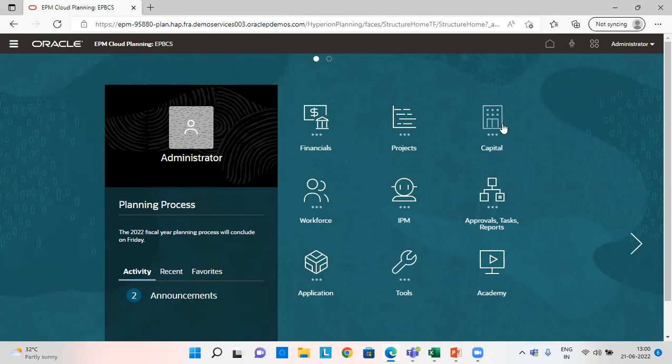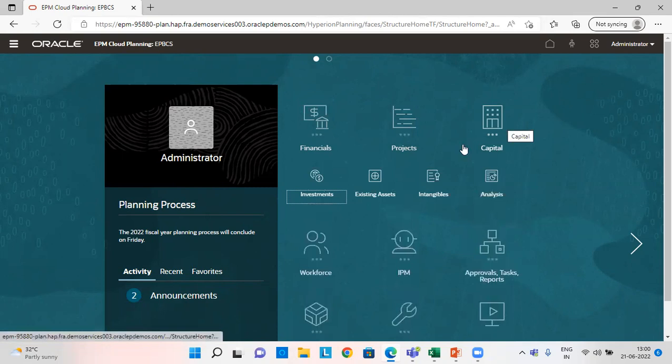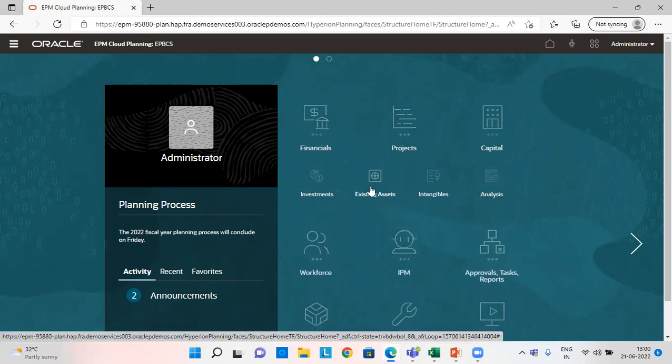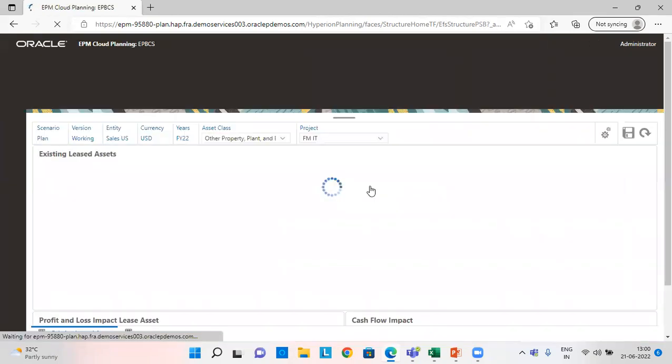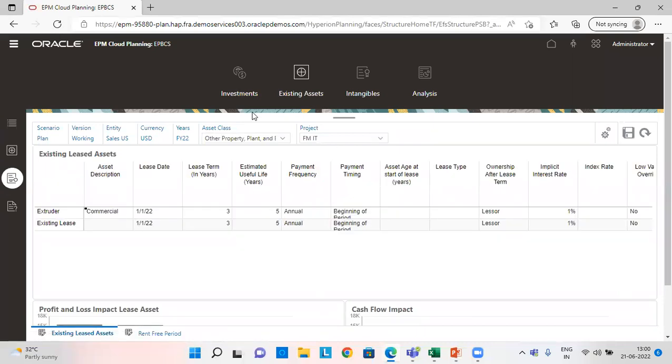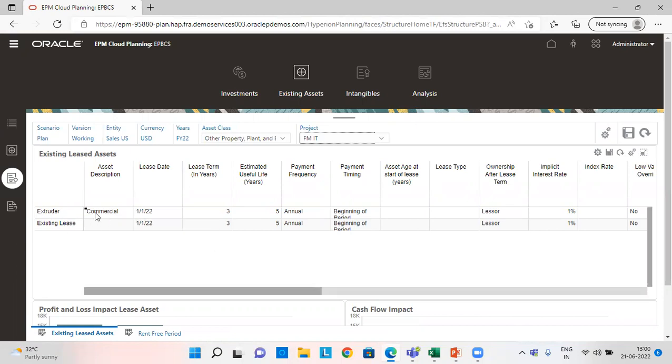Let's go to the capital module and directly to the existing asset, because I've already converted it into an existing asset. As we can see on the screen, this is the extruder, which I have added here. These are all the details which I filled in while adding. The asset description is commercial. In lease date, I had given 1/1/22, which is the 1st of January 2022.